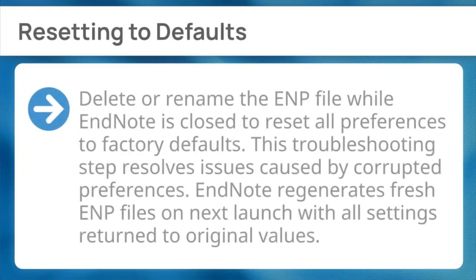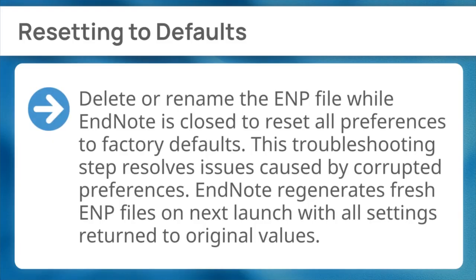Finally, resetting to defaults. Delete or rename the ENP file while EndNote is closed to reset all preferences to factory defaults. This troubleshooting step resolves issues caused by corrupted preferences. EndNote regenerates fresh ENP files on next launch with all settings returned to original values.